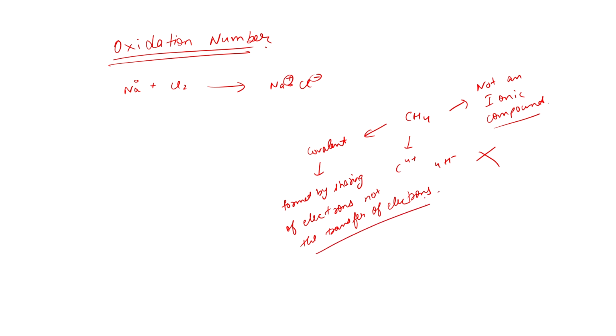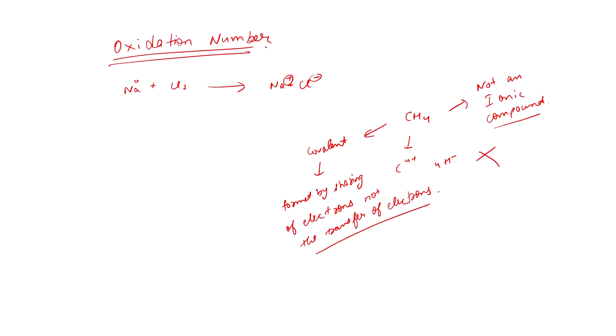Now, in the case of ionic compounds, it is easy for us to determine whether the charge is getting added or reduced. But in the case of a covalent compound, we do not know what the actual charge on any element in a compound is. I do not know, C does not exist as a C4+ cation, right.